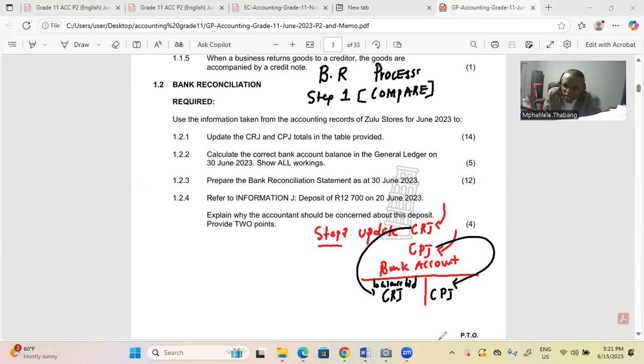Then from here, you're going to close your account. You're going to identify the closing balance, which will be the correct bank balance. So remember, in step 2, we update our CRJ, we update our CPJ, we calculate the correct bank balance by opening the bank account.